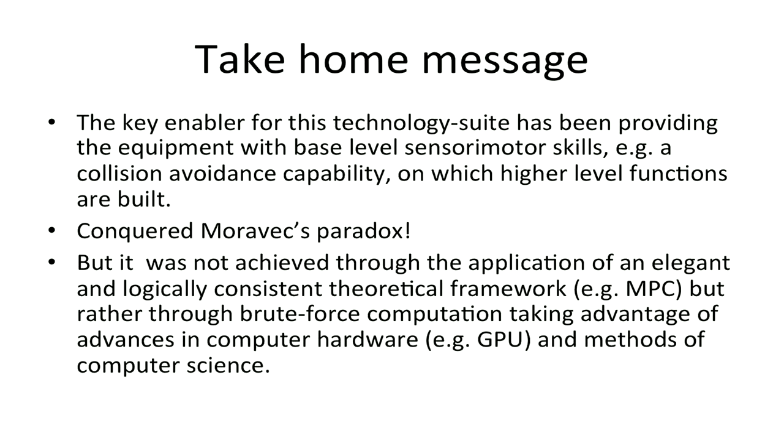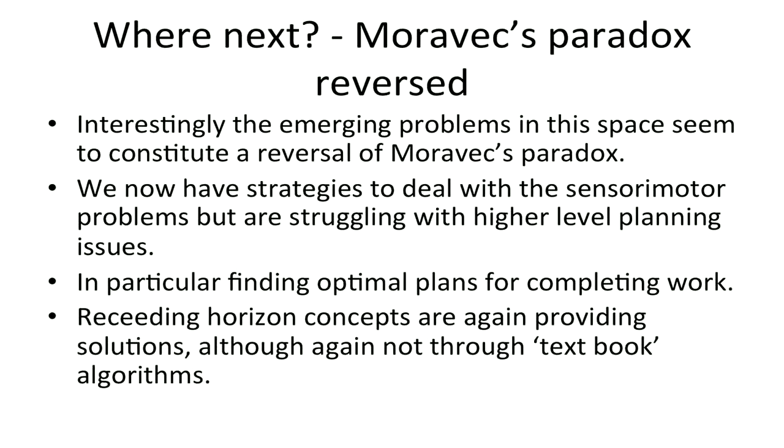Okay, so where to next? And I think this is interesting. This to me has been something of an epiphany, and that is we now find ourselves with a series of problems that are related to a sort of reversal of Moravec's paradox. We're finding that the challenge for us is no longer with the sensory motor challenge, which delayed us for so many years, but has switched back to the path planning challenge. And the benefit here for the industry is around that improved optimization. And again, we've found that receding horizon type solutions are giving us an answer in this.